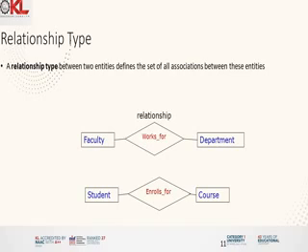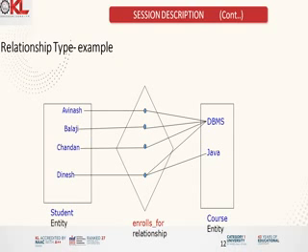Next, these are the one-to-one relationships. Here faculty is going to work for a department. Next, student is going to enroll for a course. Next, this is one more relationship example. Here I have a student entity and a course entity, and enrolls is a relationship. Multiple students are going to enroll either in DBMS or Java or both.